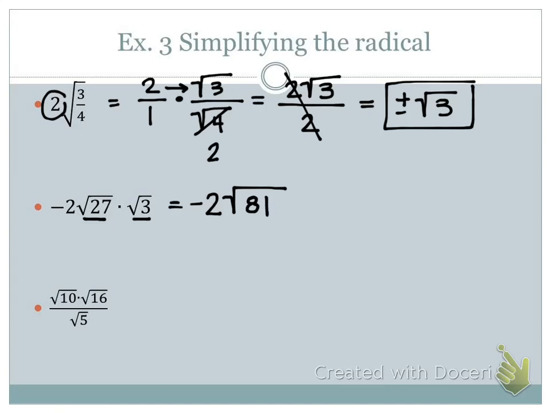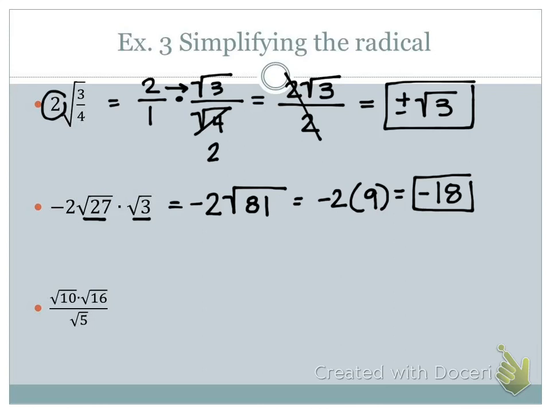81. So now I have negative 2 times the square root of 81. What's the square root of 81? 9. So now I have negative 2 times 9, which is negative 18. Now, obviously, you don't need your positive negative because your answer is negative 18. It's not positive negative, negative 18. Okay? So does everybody see how you can combine those like terms and then simplify?